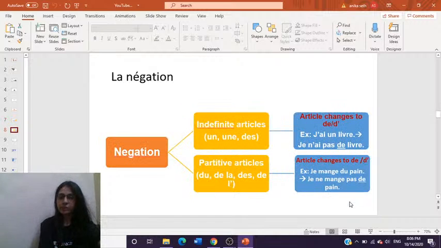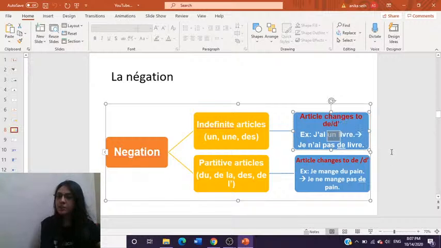Then we come to the indefinite articles and the partitive articles. So indefinite un, une, des, and partitive du, de la, and de l'. So these articles change to de or d' in the negative form. So for example, the sentence is "j'ai un livre". In the negative form, when we change, we put ne and pas first of all. Ne before verb avoir, pas after verb avoir, and this article will change to de in the negative form.